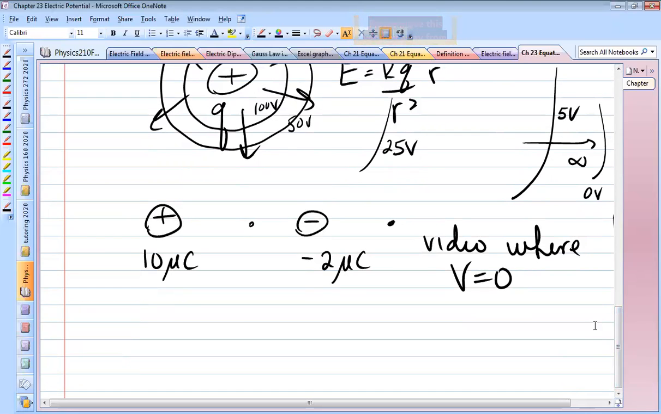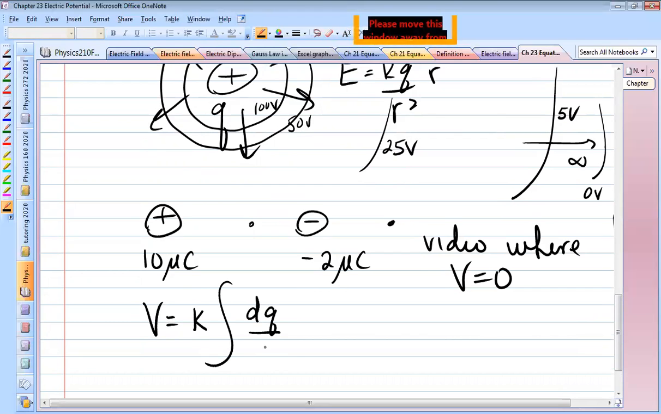Okay, now the next thing is integration. So you know how you did the rod, the ring, the disc integration? Well, there's the rod, the ring, the disc for voltage as well. But it's way easier because it's a scalar. You don't have to worry about vectors or components, and there's no R squared, it's just R. But you do exactly the same thing, and I've made a video of this.